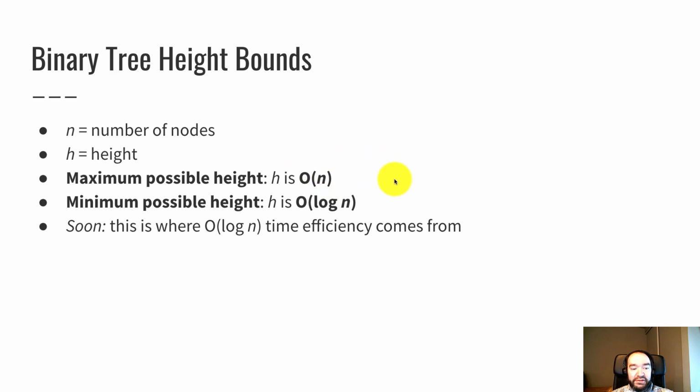Soon we'll see where this log n time efficiency comes from. You might remember the big 5 list of big O asymptotic efficiency classes had this mysterious log n entry, and so far we haven't used it. Well, this is where it comes up, in the height of well-balanced binary search trees.